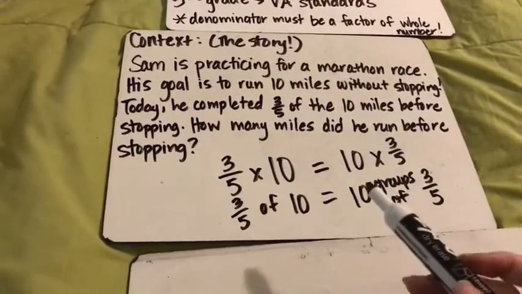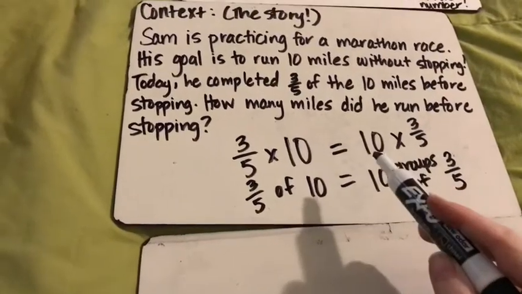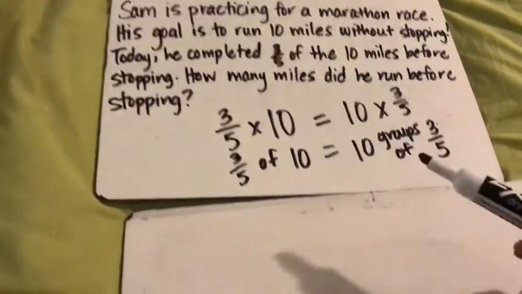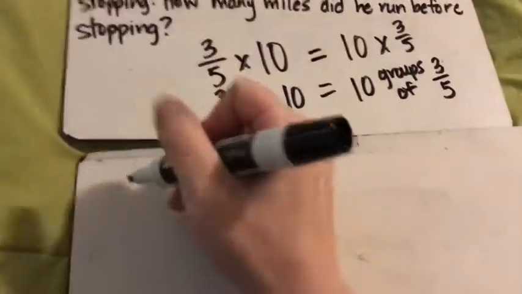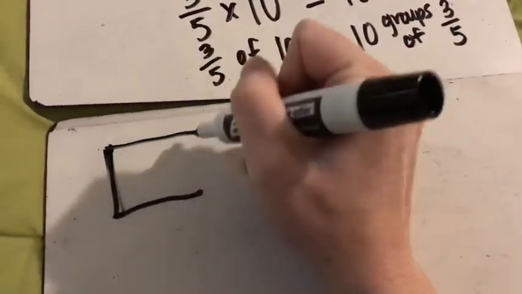So let's just say that students read this story and they were thinking about 10 times 3/5 or 10 groups of 3/5. How would that look? So then let's think about 10 groups of 3/5.